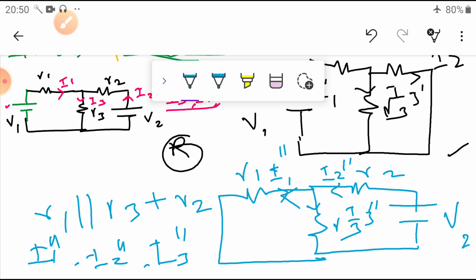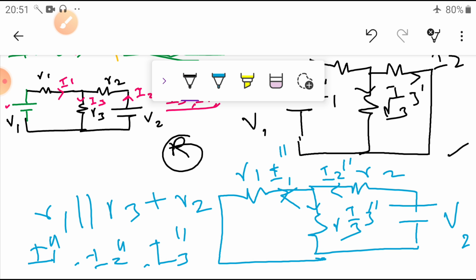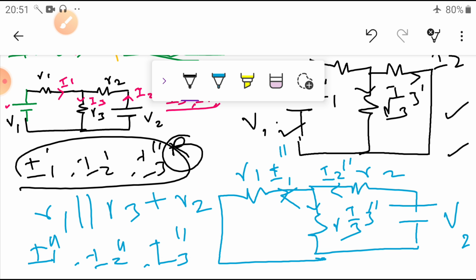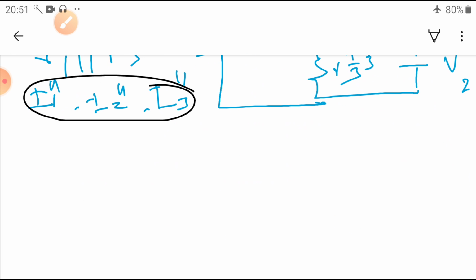From previous cases, from this network, here calculated from this one. So, I1 single dash, I2 single dash and I3 single dash we also calculated with this first network. Now, these currents and these currents are now added in the circuit, third case. Okay. Now, in the circuit, what is the current?